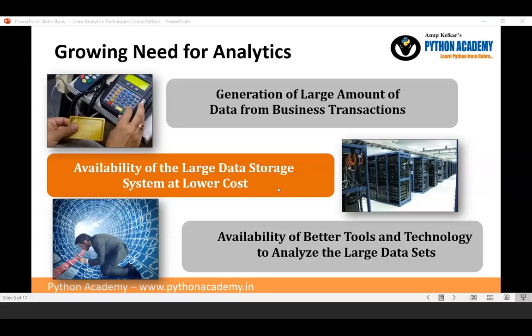The third thing is the availability of better tools and technology to analyze this large data. This is directly correlated to your RAM, because any software will work on your RAM. So RAM size also increases. Going back to 2002-2003, we used to have a desktop with RAM of 512 MB, which was very high. The person was rich, I can say, to have that kind of RAM. Now your mobile itself has 16 to 32 GB of RAM. That is very huge.